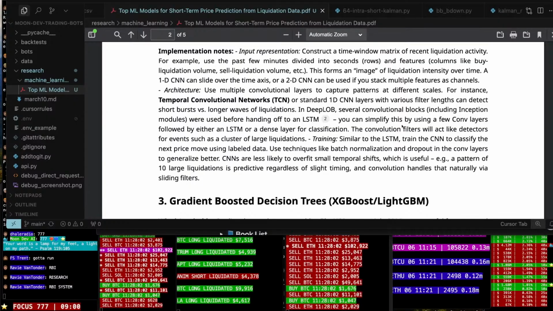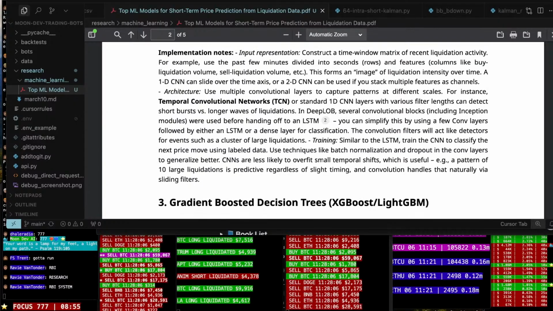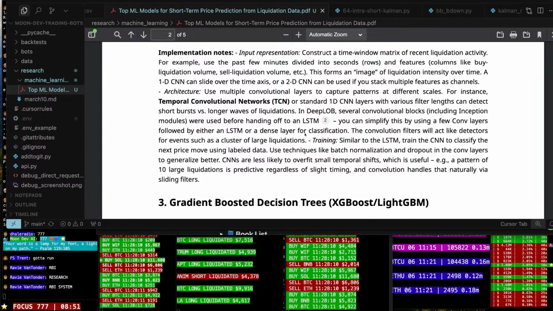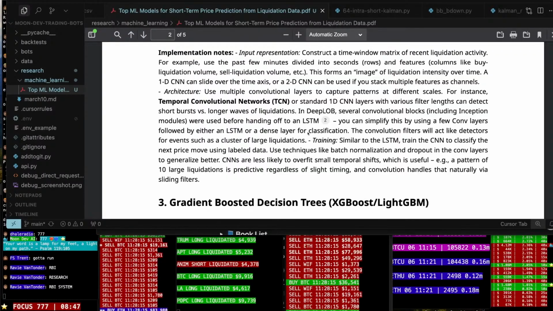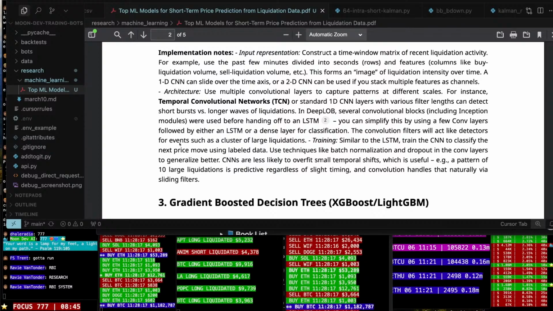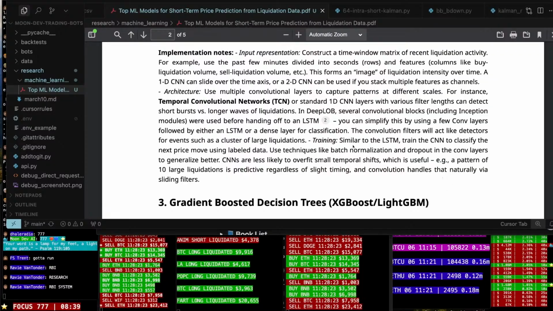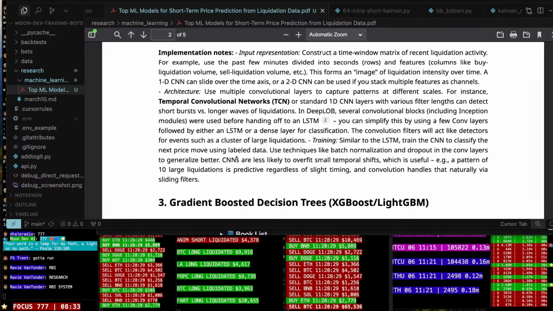You can simplify this by using a few convolutional layers followed by either an LSTM or a dense layer for classification. The convolution filters will act like detectors for events such as a cluster of large liquidations. Training. Similar to the LSTM, train the CNN to classify the next price move using labeled data.